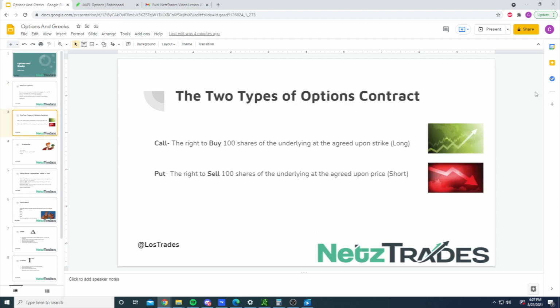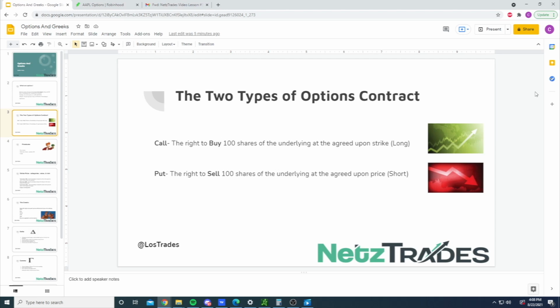So there are two types of options contracts: call options and put options. Call options give you the right to buy 100 shares of the underlying at an agreed upon strike price by a certain date. This is known as going long. When you buy a call option, you're buying it because you think the price will go up. So the price of the call option contract will go up when the underlying stock price goes up, and inversely, it will go down when the underlying stock price goes down.